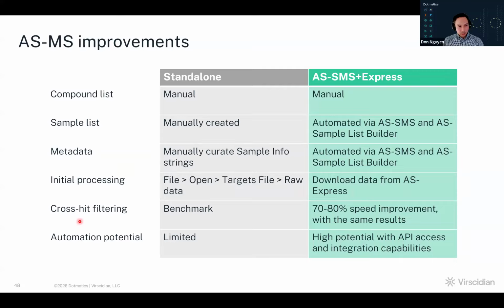Super big improvement here is within cross-hit filtering. We're seeing 70 to 80% speed improvement for cross-hit filtering with the same results, at least in our test data set, right? So that's a really, really big leap forward. And then lastly is automation potential. We've already baked in a little bit of automation when it comes to sample list and metadata generation, but now via SMS, which has API capabilities, we have the potential to integrate into electronic lab notebooks or IT systems or master schedulers and orchestrators, right? So that really expands automation capabilities.